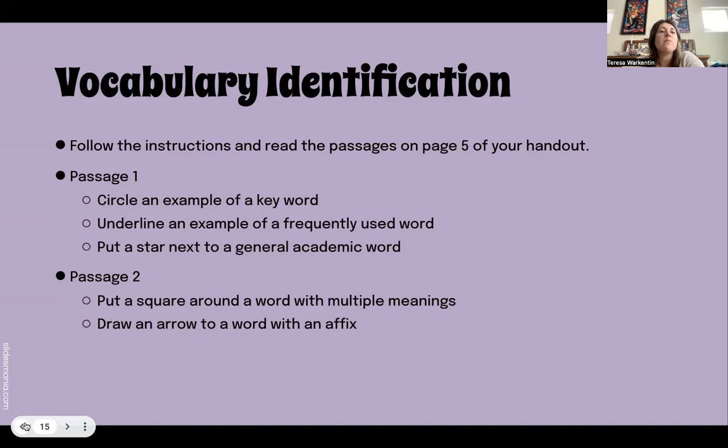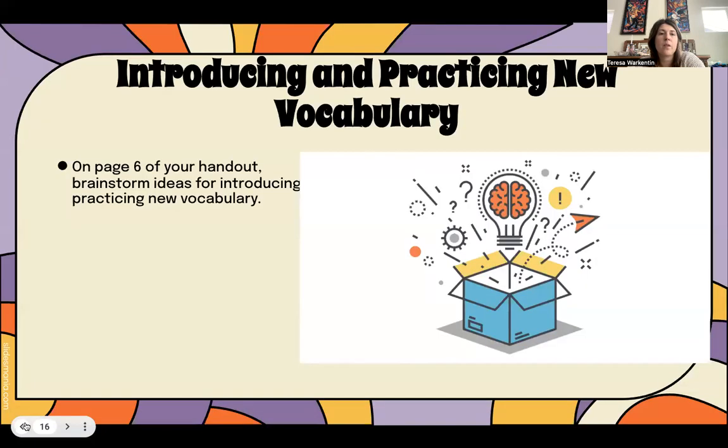Go to page 5. Follow the instructions and read the passages. For passage 1, you're going to circle an example of a key word, underline an example of a frequently used word, and then put a star next to a general academic word. For passage 2, put a square around the word with multiple meanings and draw an arrow to a word with an affix. This will also take you about 10 minutes, so pause the video and work on it. Now that we've practiced those 2 activities, on page 6, brainstorm ideas for introducing and practicing new vocabulary.